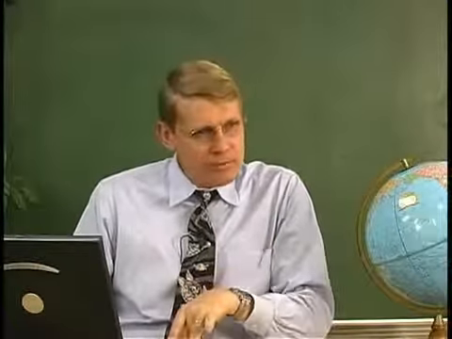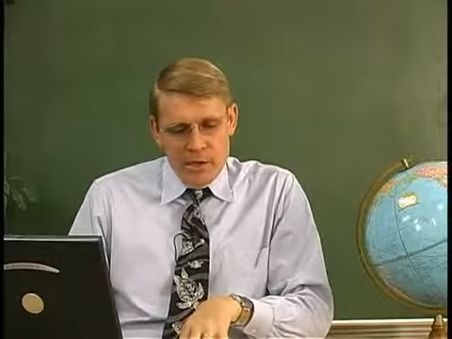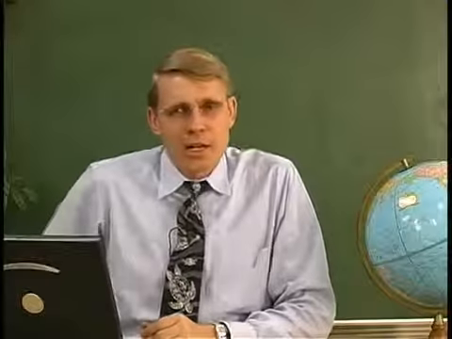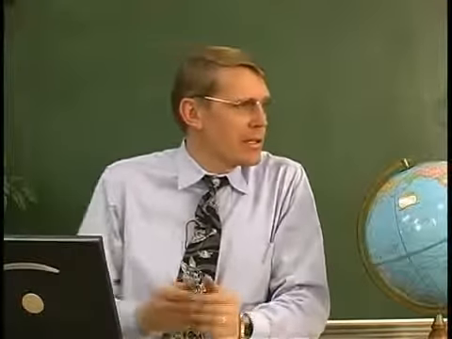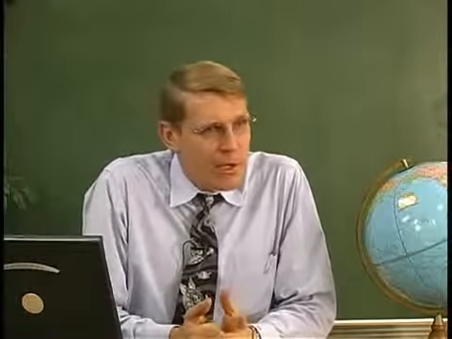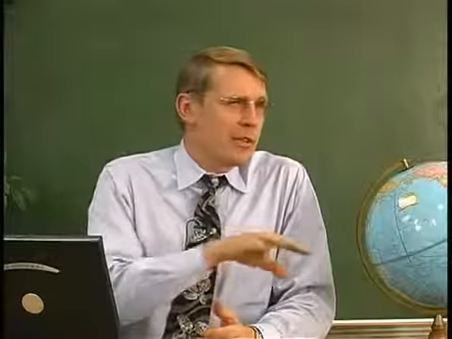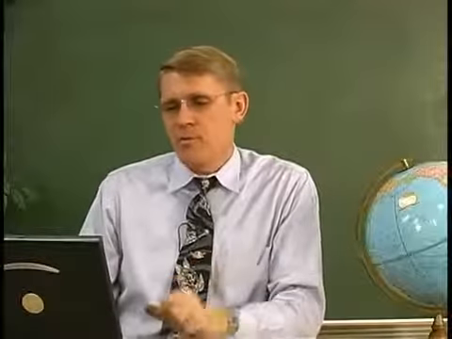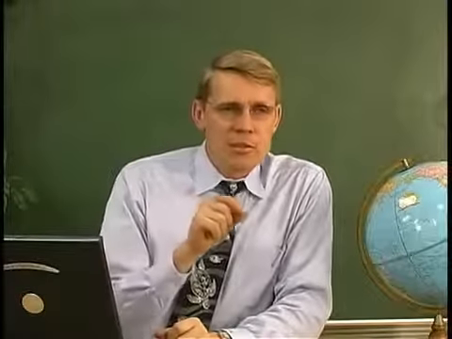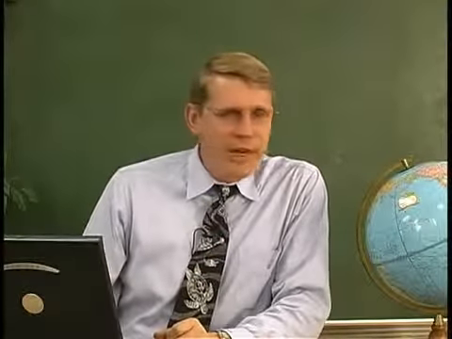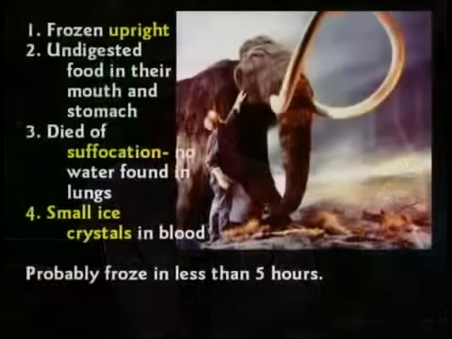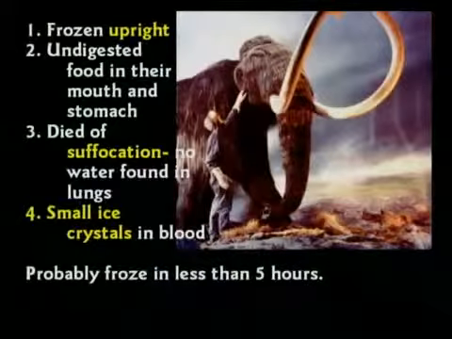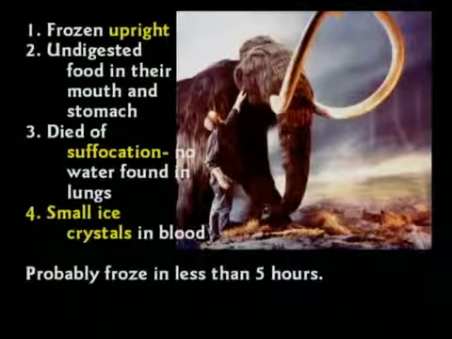They died of suffocation. And there are numerous different ways that they can tell they died of suffocation. Walt Brown has a great section on that in his book. You ought to read that technical section on what happened to the mammoths. Now, his theory is slightly different than mine. Same general concept, but a little bit different idea on what happened to the mammoths. The small ice crystals in the blood indicate they probably froze in less than 5 hours. If ice freezes real slowly, the crystals grow big. If you take water and freeze it real fast, the crystals are very tiny.